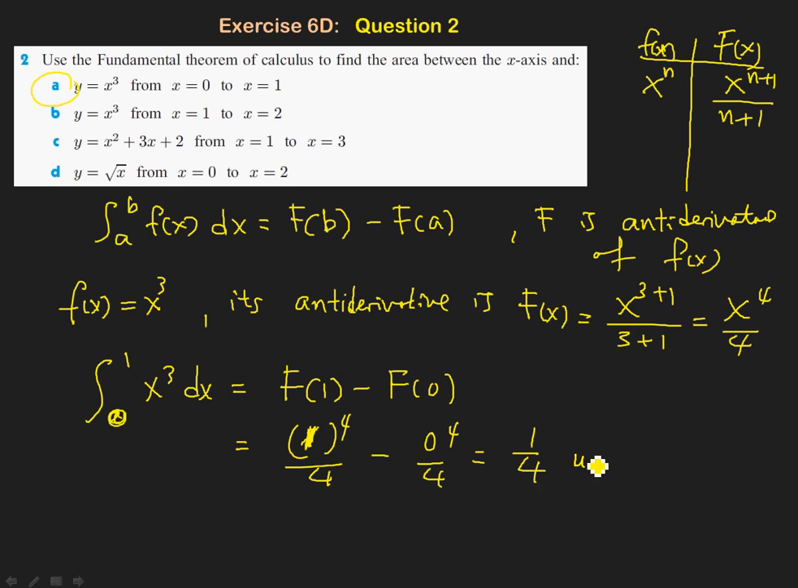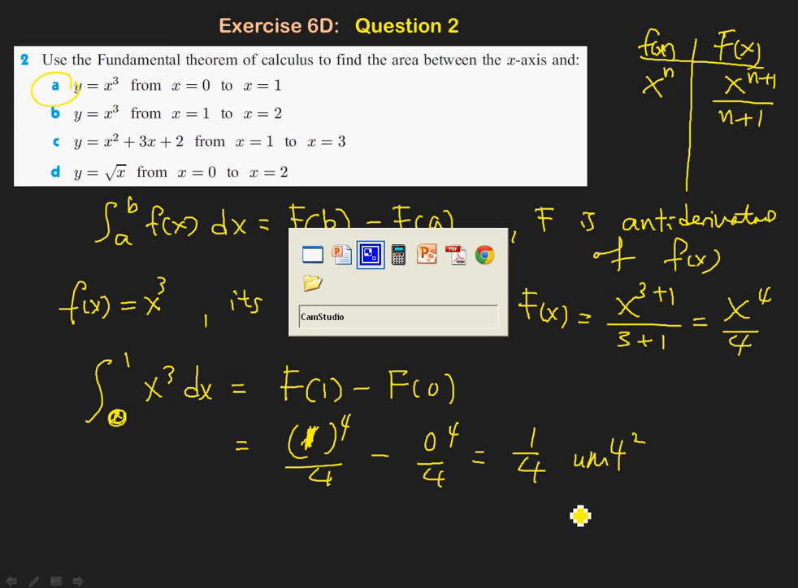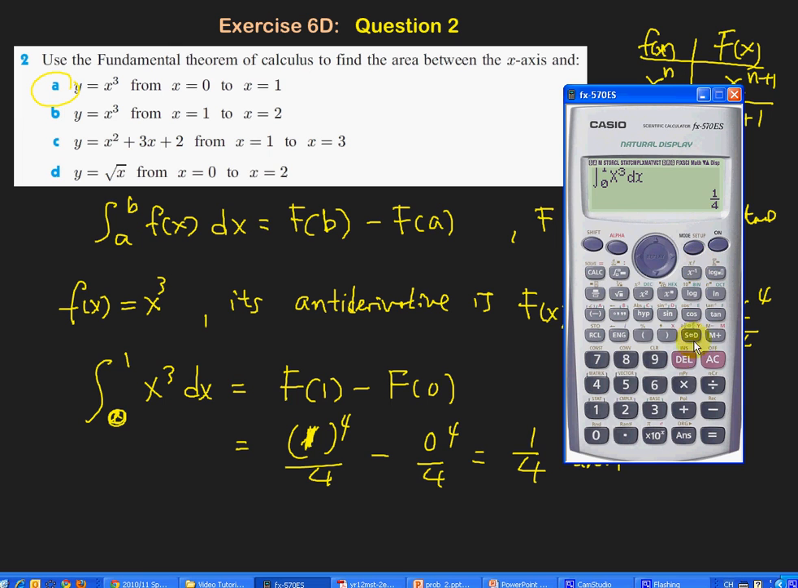Since we're talking about area in a unit square, you can check your calculation using a calculator like this. Okay, so you turn it on and then find this key if you can. Enter this, power 3, and it goes from 0 to 1. So the area for this case is 1 over 4. Okay, it's as simple as that.